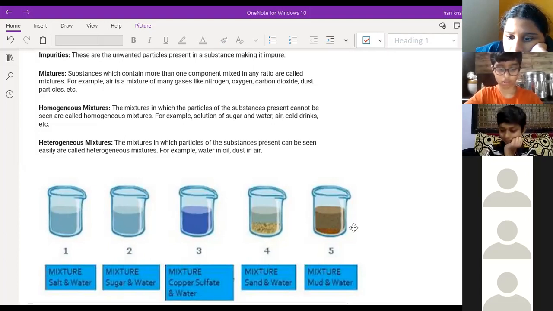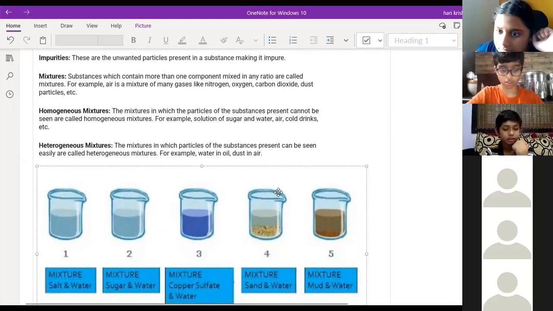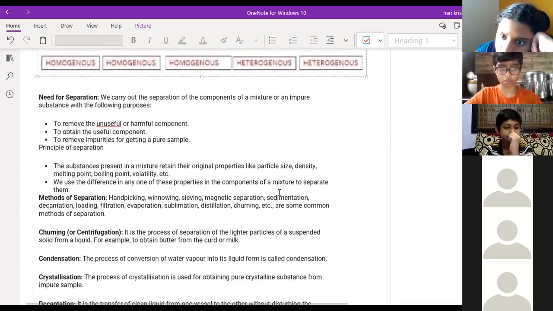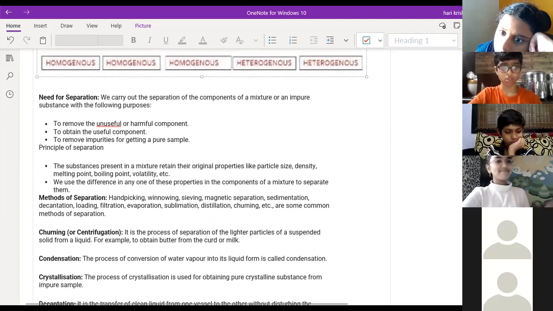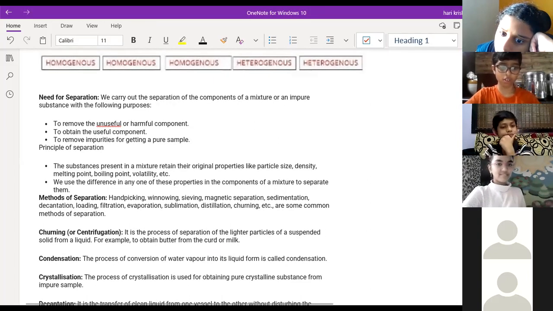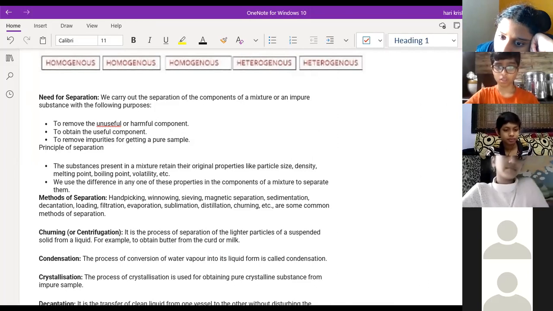So, what is a pure substance? What is an impure substance? Any doubts in this? No, sir. Okay, then why do we need separation? Why do we want to separate the components from a mixture? Lohini? Sir, to get a pure substance. To remove the harmful substance, sir. Very good. We have to remove the harmful substance from the mixture. For that only we separate the different components in the mixture.